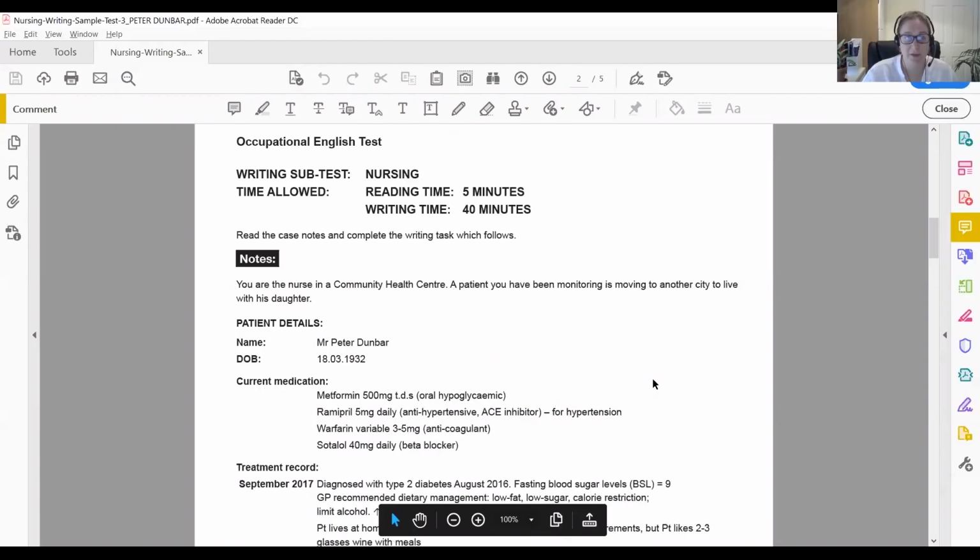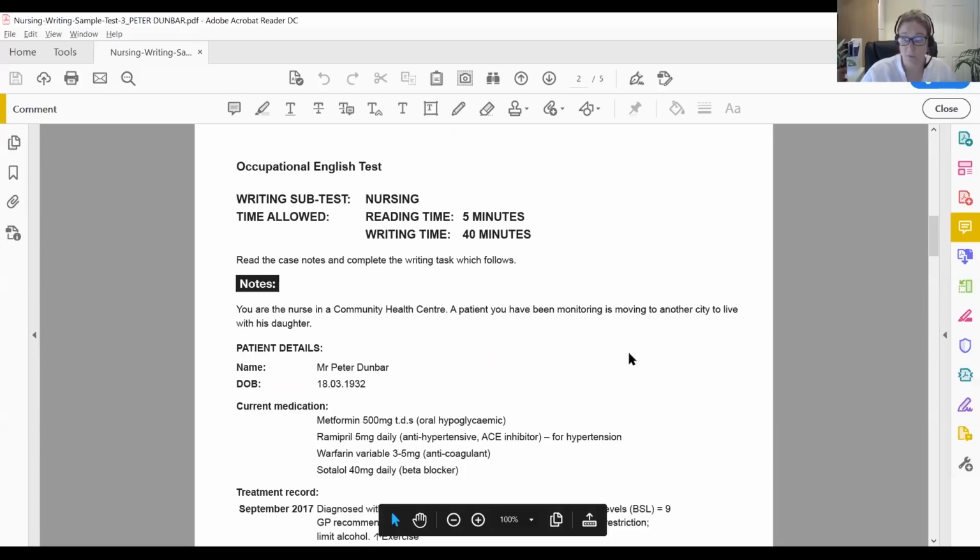Okay, so I am going to put the case notes up on the screen now, and the first thing we'll do is have a little analysis of those and have a look at the task for the letter I'm going to be correcting today. So you may recognize these case notes. They come from the OET website. They're one of the free sample tests there, and it's the Peter Dunbar case notes. So let's take a quick look at them and see what we're dealing with.